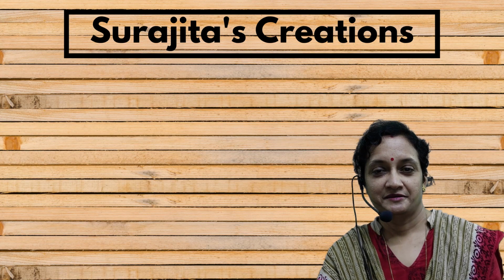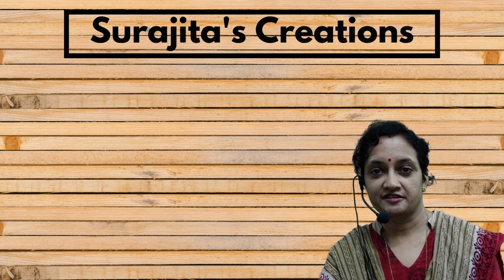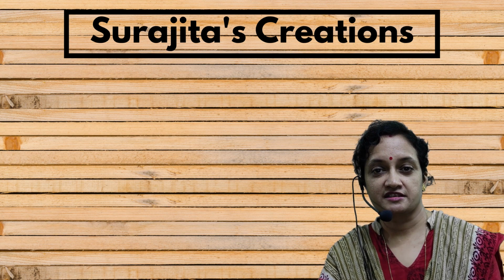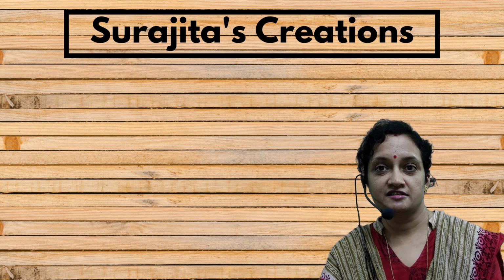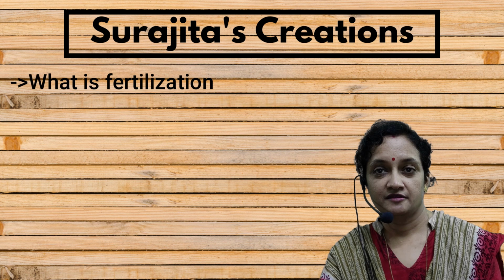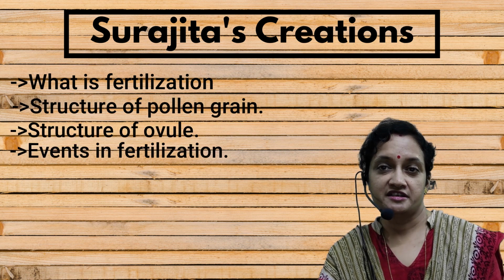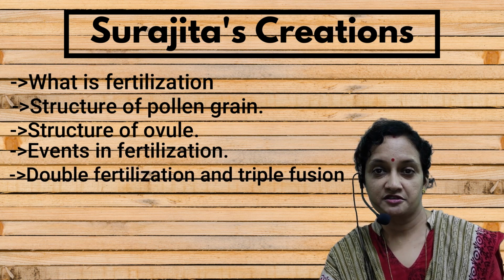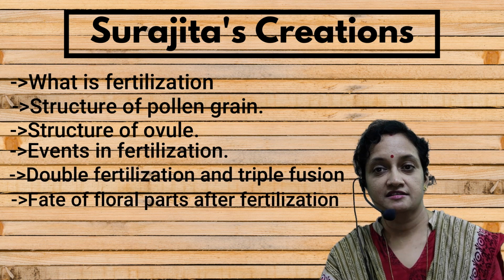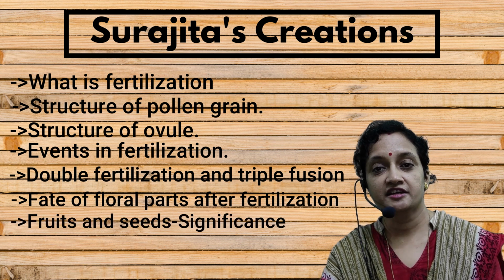Hello everyone. As we know, successful pollination is followed by fertilization. Let's continue the process after pollination. In this context, we will discuss what is fertilization, structure of pollen grain, structure of ovule, events in fertilization, then what is double fertilization and triple fusion, then fate of floral parts after fertilization, and finally, we'll discuss the significance of fruits and seeds.